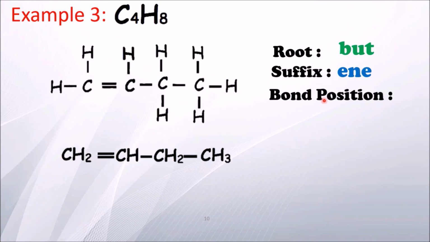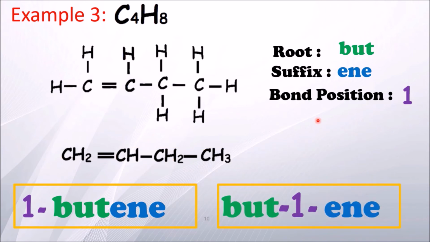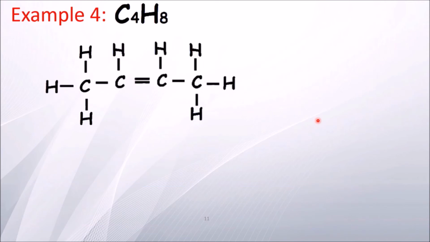And then the bond position, let's see, it comes after the first carbon. Okay, don't try counting from the right here because it's going to be 3 when you count from right to left. So we go for 1. So the double bond position is 1, and the name would be 1-butene or but-1-ene. Okay, example 4. Here there is something fascinating.